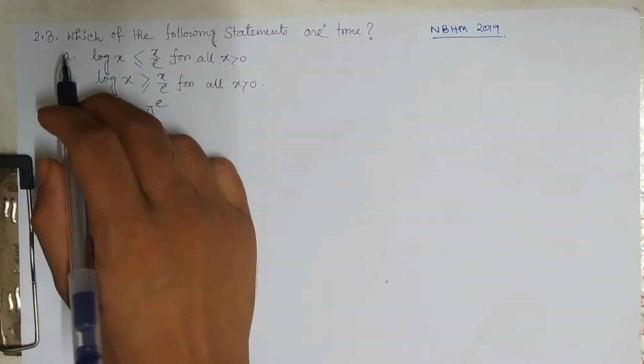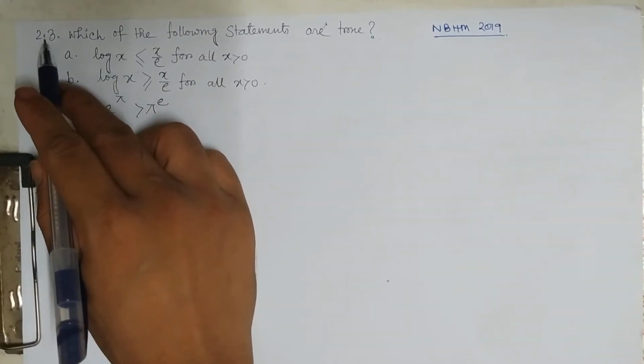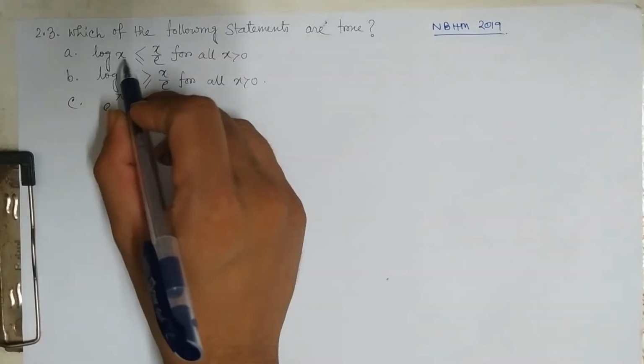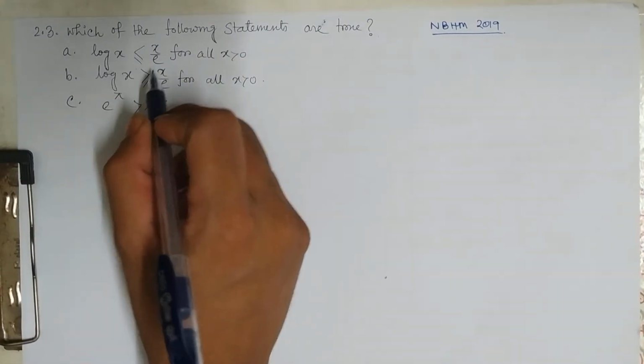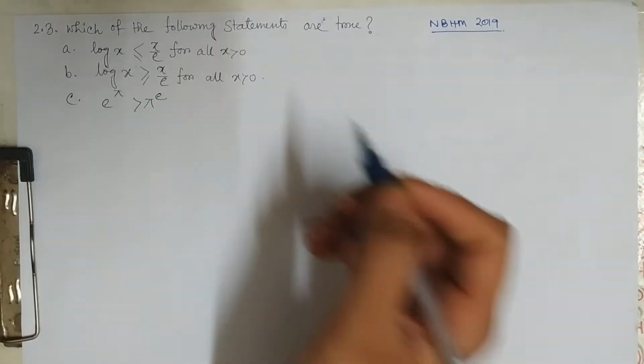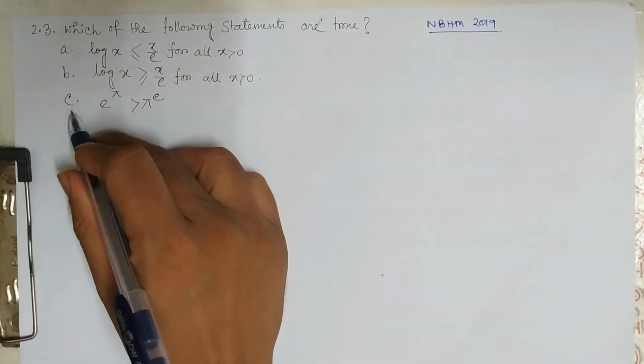NBHM 2019 question from analysis 2.3. We're asked to find out which of the following statements is true. Log x is less than or equal to x by e. Log x is greater than or equal to x by e. e to the power pi is greater than pi to the power e. So first we look at the third option.